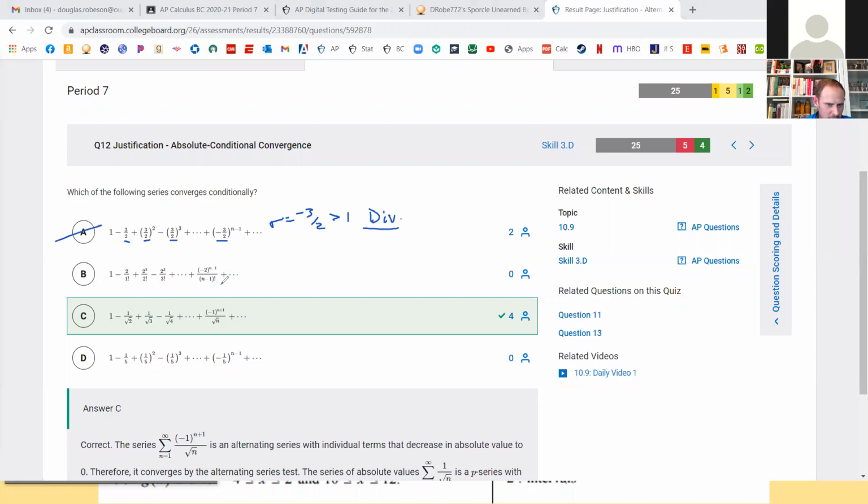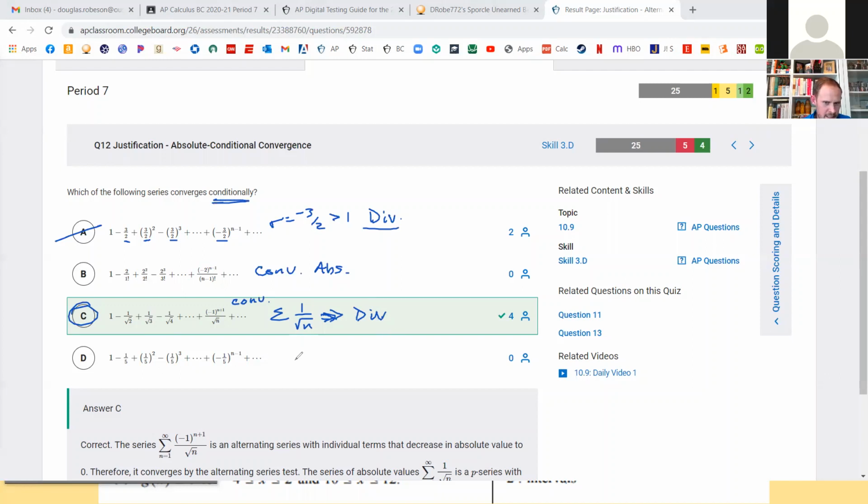This guy, he'll converge, and he doesn't even depend on the -1. So this guy converges absolutely. Like if we get rid of the negative signs, it's still going to converge. This guy, let's see, he converges as is, but if we get rid of the -1, it's the sum of 1 over the square root of n, which diverges. So without the -1, it diverges, but as it is, it converges. That's what we want. That's what conditionally means.